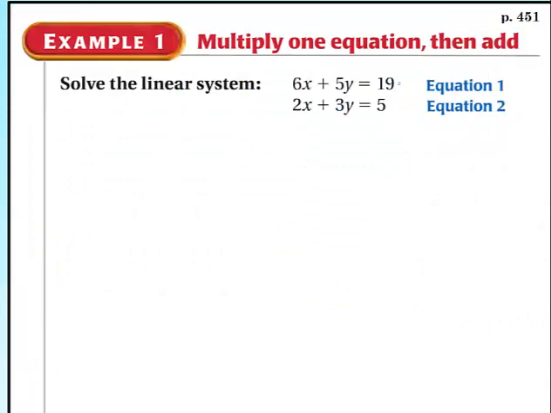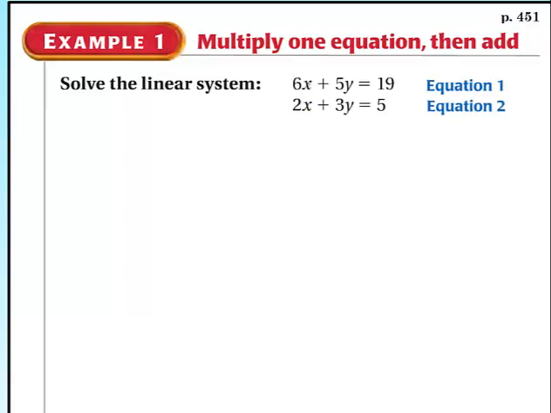In this example, here's our system of equations. The first thing I want to look for is, do I have these written in standard form, ax plus by is equal to c? I do. And the second thing I want to look at is, are the variables that are the same, in this case the x's, are they lined up? In this case the y's, are they lined up? They are. So we're ready to proceed.